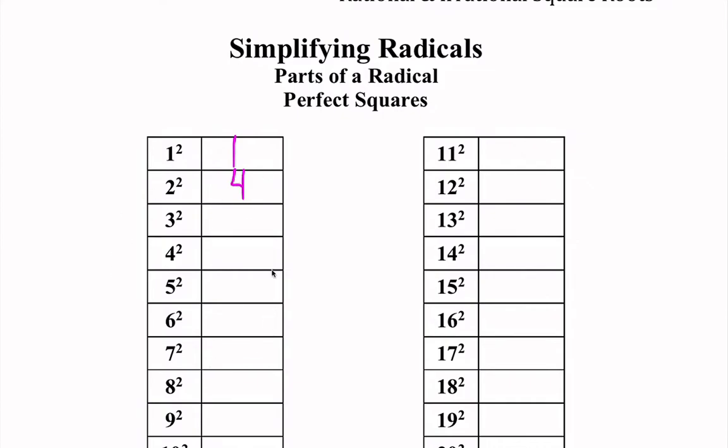So what we're going to do is go ahead and fill these in so we know what all of our perfect squares are. So 3 squared is 9. 4 squared, 16. 5 squared is 25. 6 squared is 36. 7 squared is 49. 8 squared is 64. 9 squared is 81. And 10 squared is 100. I feel like most of you guys know those right off the top of your head already.